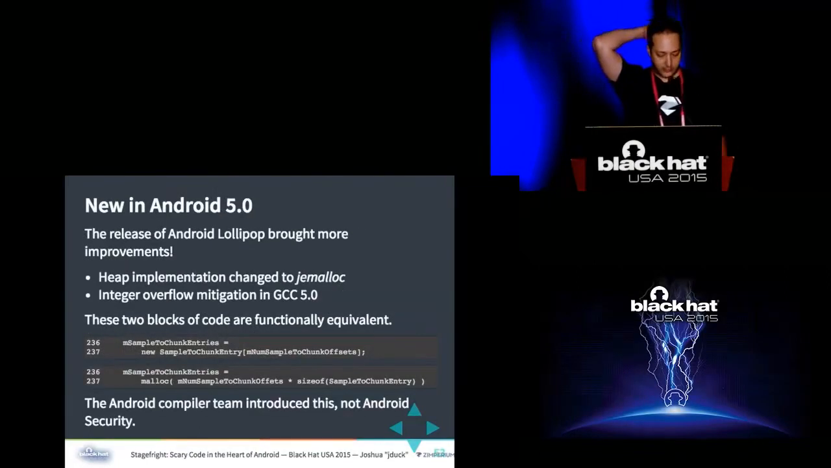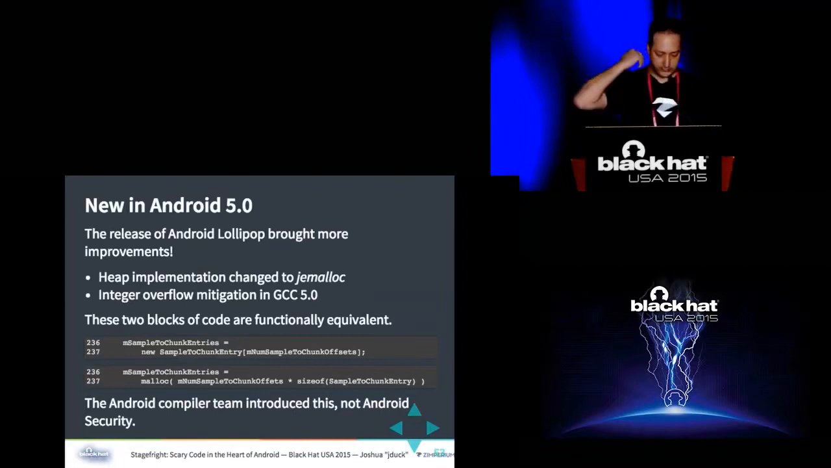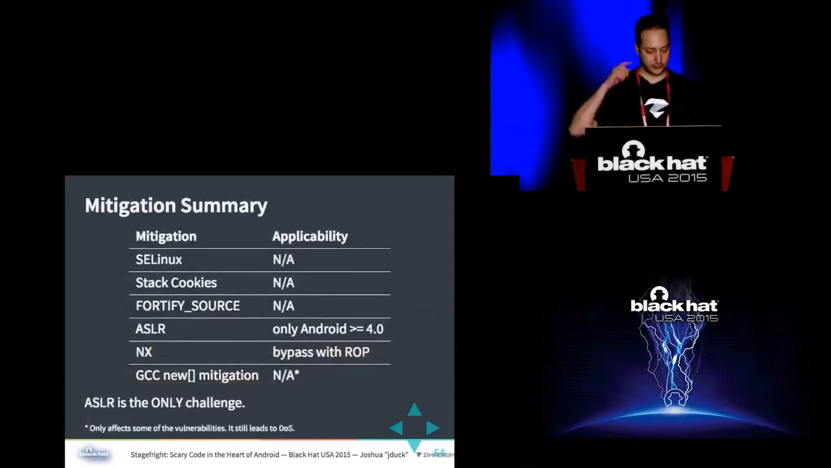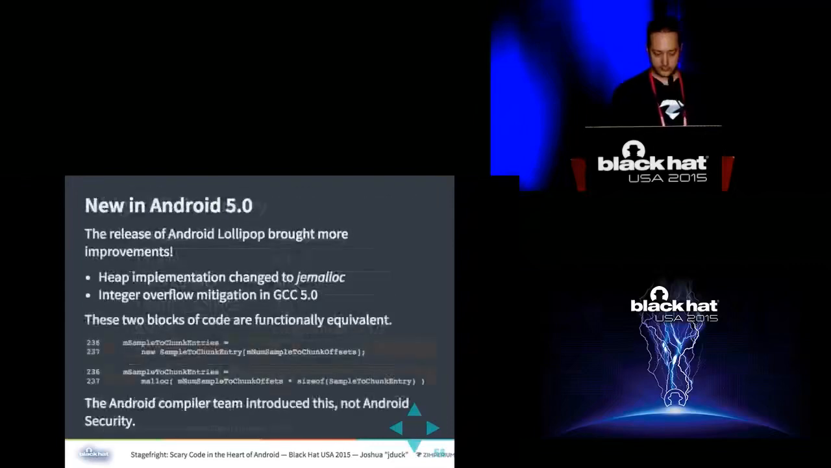New in Android 5.0, they had a new mitigation. They also had a change to jemalloc. So these two blocks of code are functionally equivalent. You can see it's like new SampleToChunkEntry, and so on. That's the same as basically mallocing the size of one thing times the number of elements in the brackets. And the Android compiler team in 5.0 decided they were also going to switch to GCC 5.0, which is great. It's always nice to upgrade your compiler. I think I got this out of order or something. There's a slide missing.